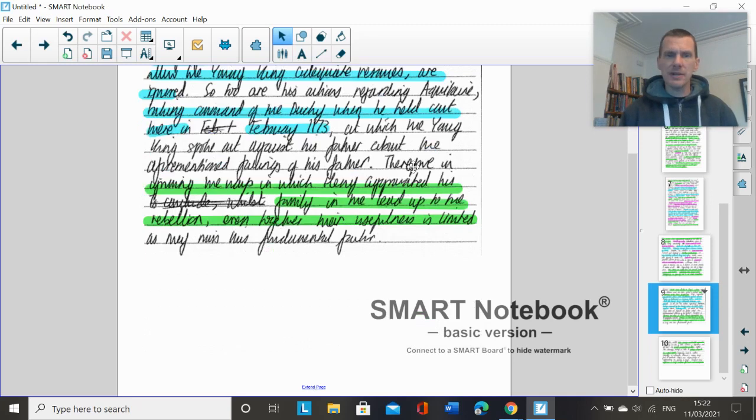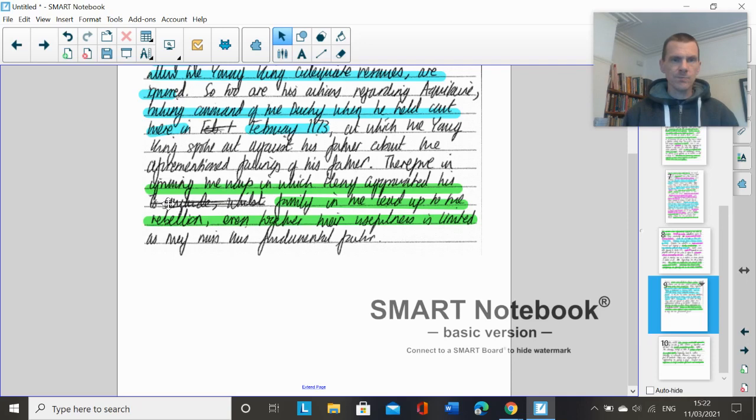And again, look, this last mini judgment sentence, therefore, in the ways in which Henry aggravated his family in the lead up to rebellion, even together their usefulness is limited, as they miss this fundamental, in fact, I don't know what it says, but yeah, this word here, fundamental, is really helpful, because in this student's judgment, what is missing is critical to understanding the rebellion.